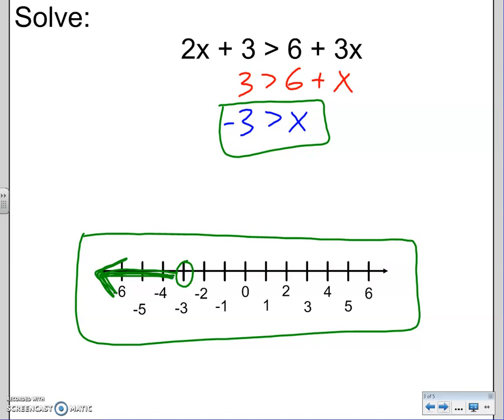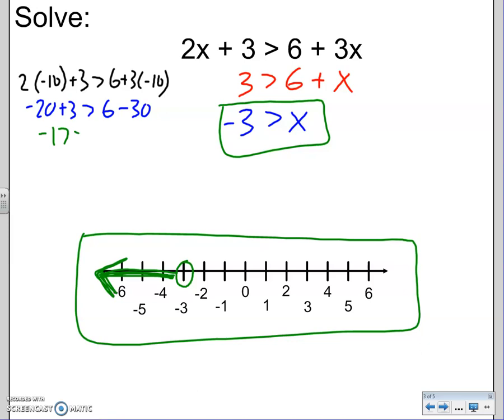Like I said, you can check by plugging in anything over here. For example, let's use -10. If I use -10, the original problem should be true. So I'm going to check 2 times -10 plus 3 should be greater than 6 plus 3 times -10. If we simplify that, that is -20 plus 3 should be greater than 6 minus 30. And then combining that, -17 is greater than -24, and that is true.